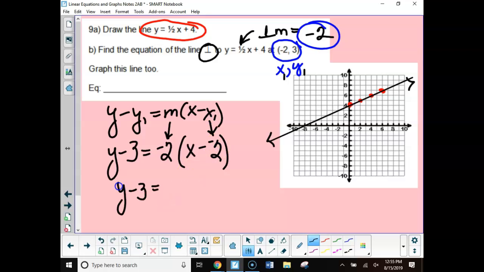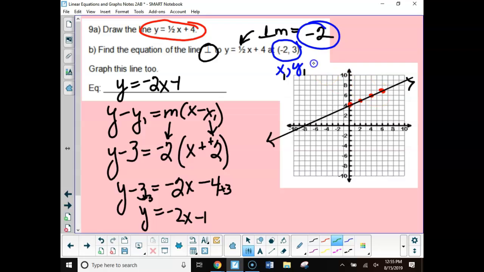Y minus 3 equals -2 times X would be -2X. -2 times, this became a +2, right? So I have a -4. Or if I add 3 over there, I have -2X minus 1. Did someone get that?